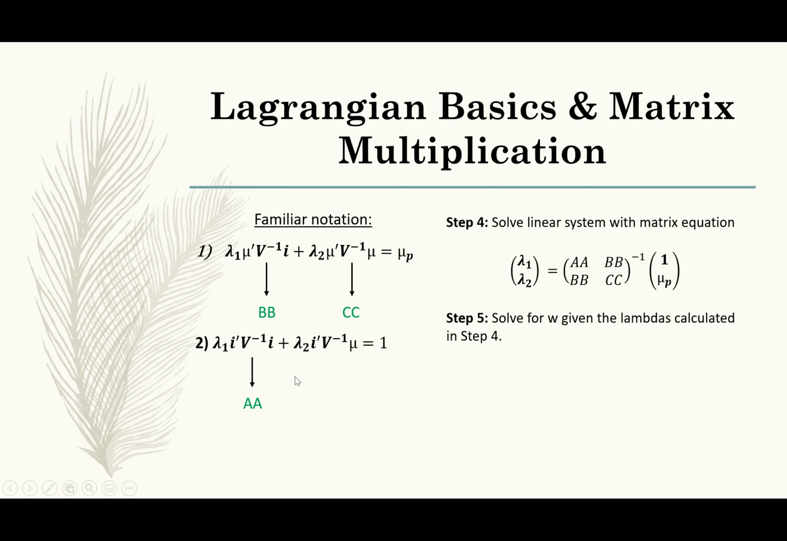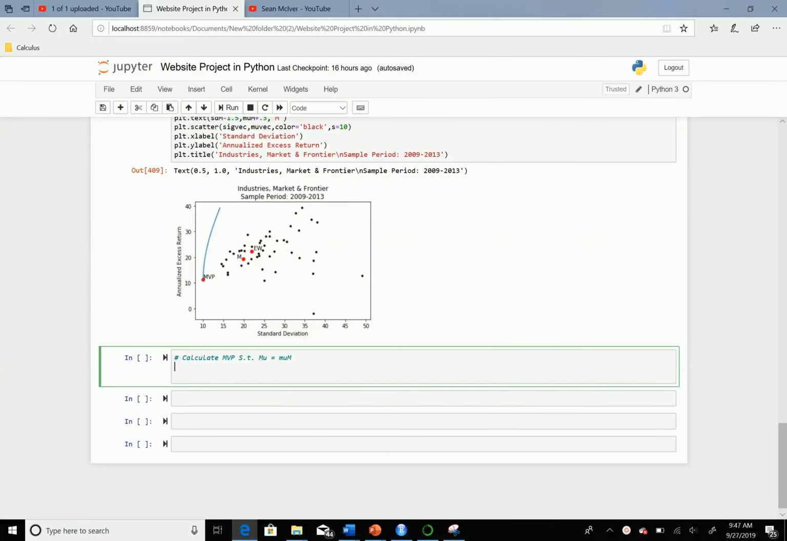Once we expand the expressions to include W star, we notice that the A, B, and C variables we've been calculating are all represented here. So we can then represent this as a linear system with a matrix equation and solve for the lambdas. We'll then reinsert the lambdas into our first order condition to get the optimal weights, and then we'll calculate the return and standard deviation from there. So we now return to Python to code our new portfolios.